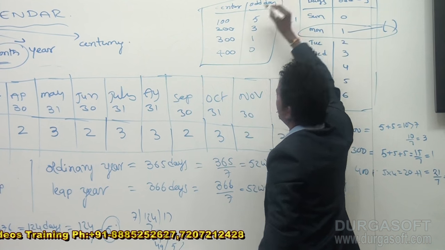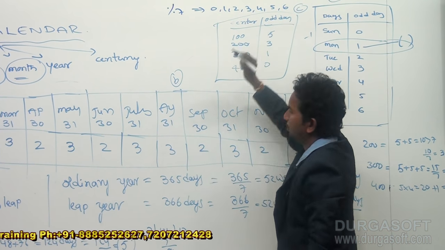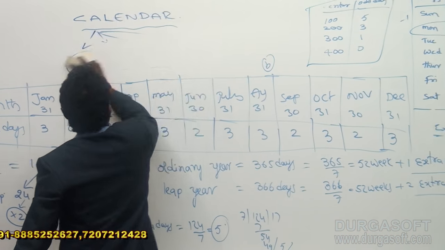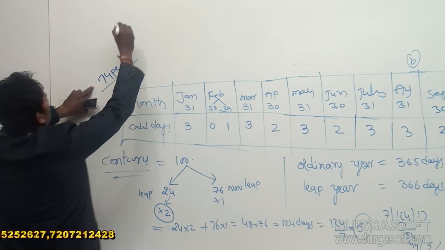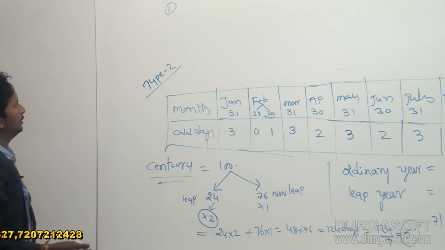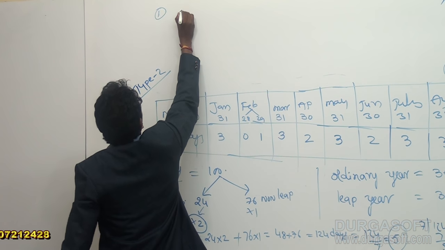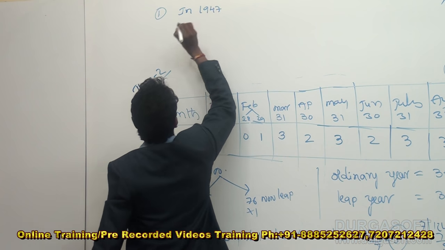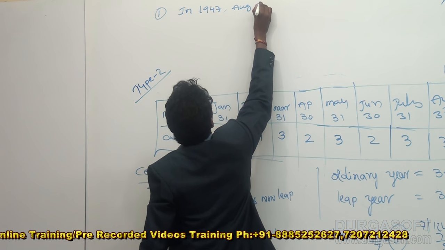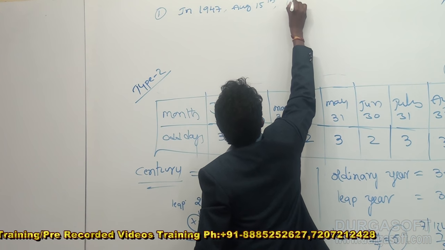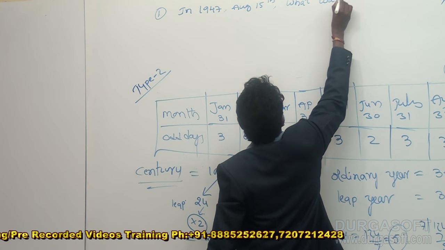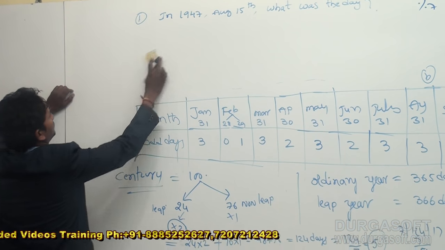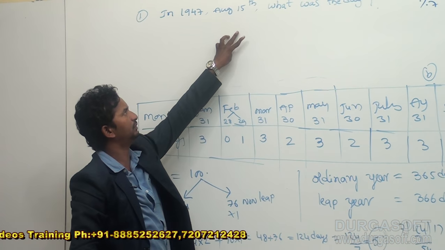Now we are going to solve problems. These three tables will be needed for solving type 2 problems. Now see what is there in the type 2 problems. Type 2 problems, problem number 1: in 1947, August 15th, what was the day? This is my question. Type number 2, question number 1. Now see this: 1947, August 15th, what was the day?